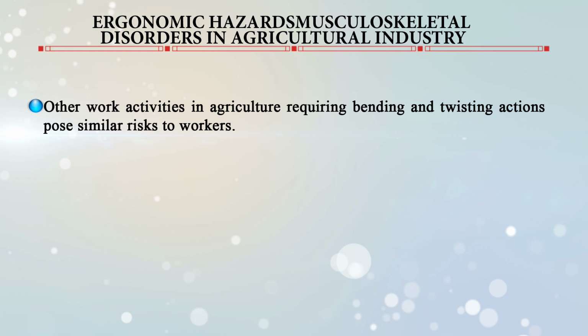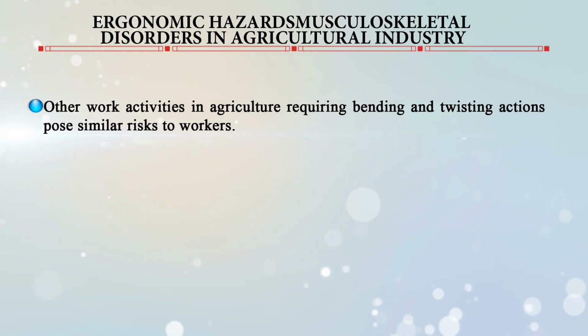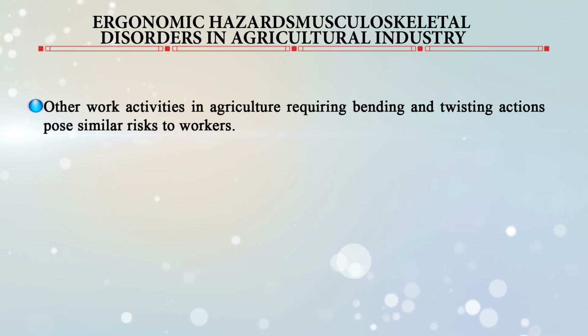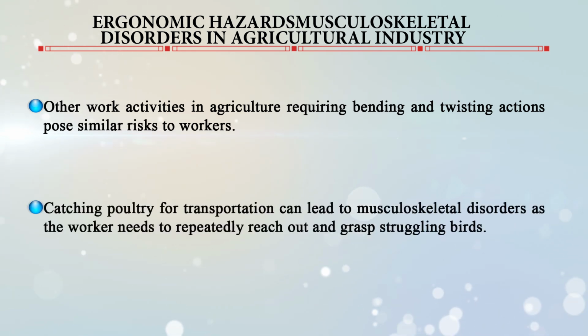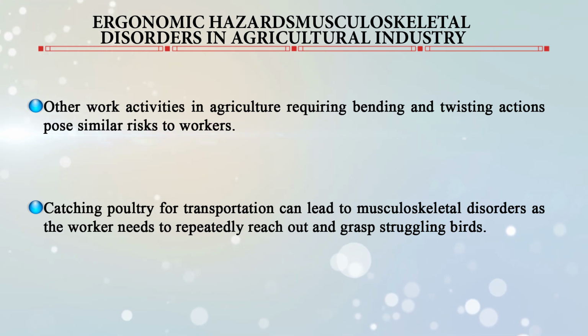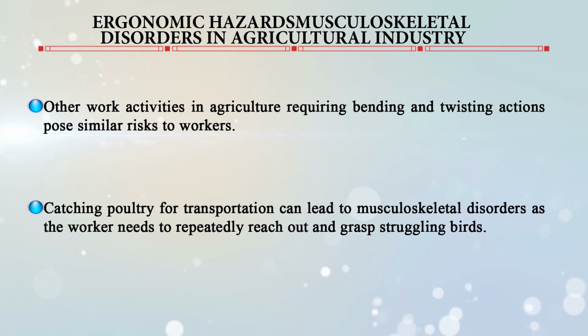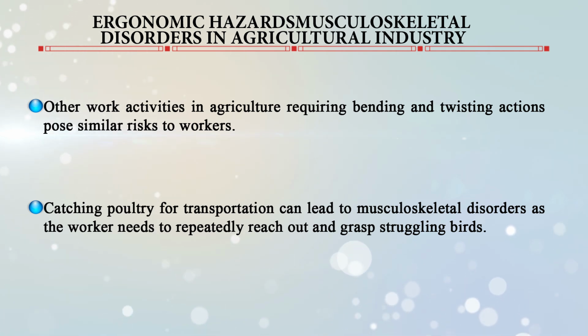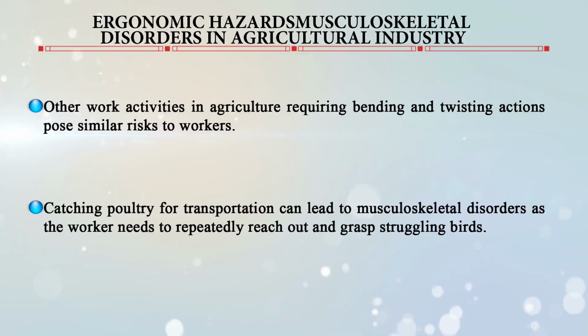Other work activities in agriculture again require bending and twisting actions, and they also pose a similar risk to the workers. Catching poultry for transportation can lead to musculoskeletal disorders, because a worker needs to reach the struggling birds, because the birds are being put into captivity. So this is also another problem. Now that was all related to the ergonomic and musculoskeletal disorders.